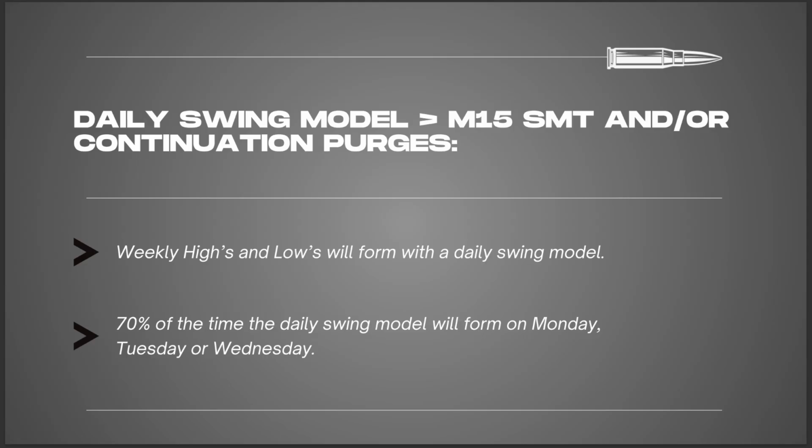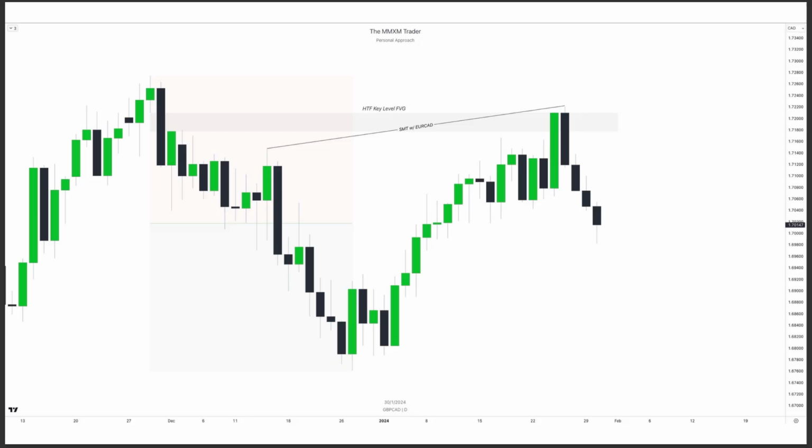Right, so let's go to the next swing model, which is the daily swing model, and we're going to be looking for 15-minute SMT and/or continuation purges. So the weekly highs and lows will form with a daily swing model, and 70% of the time the daily swing model will form on a Monday, Tuesday or Wednesday. So we've got a daily chart over here, GBP-CAD.